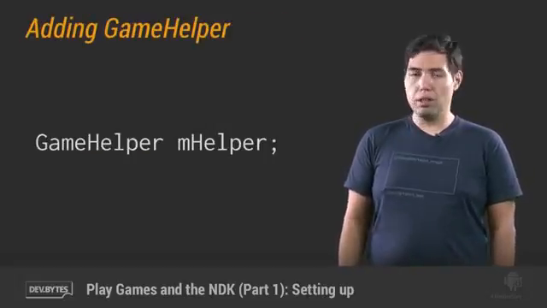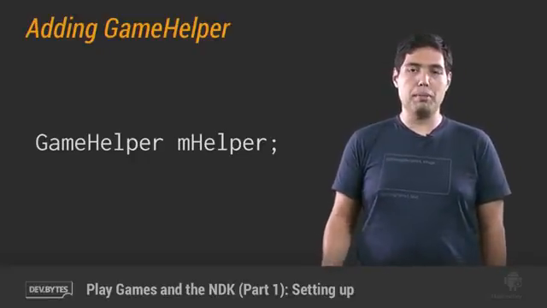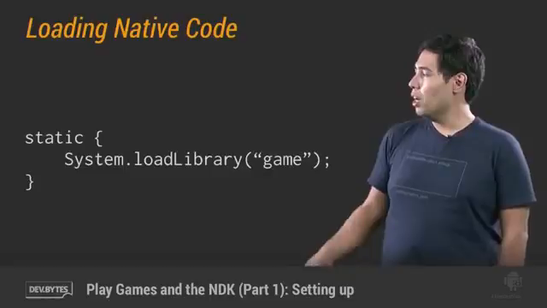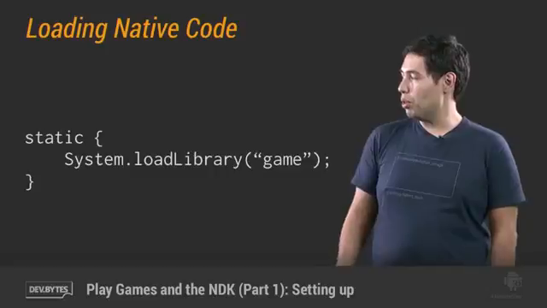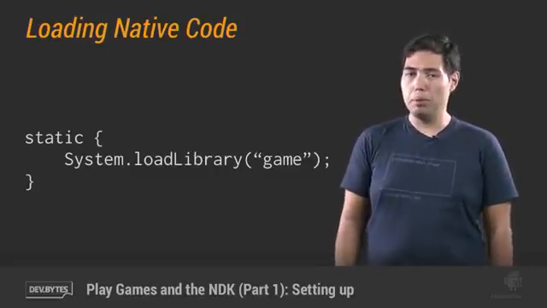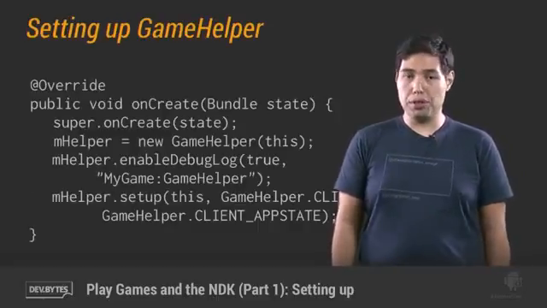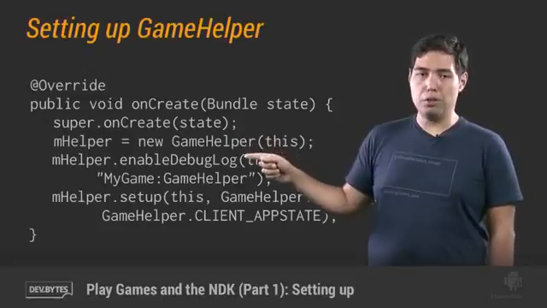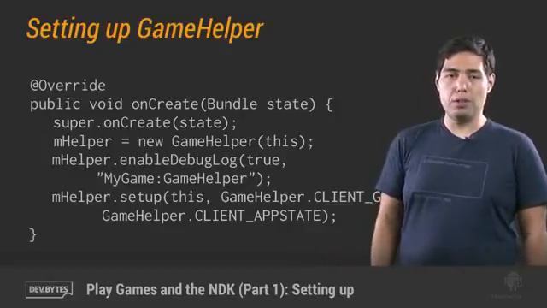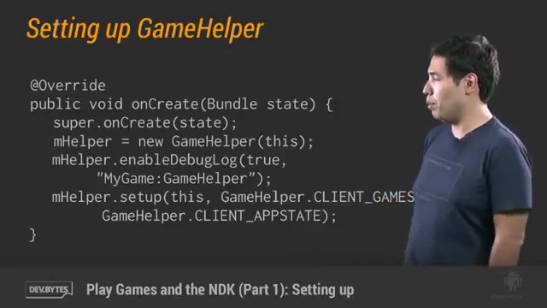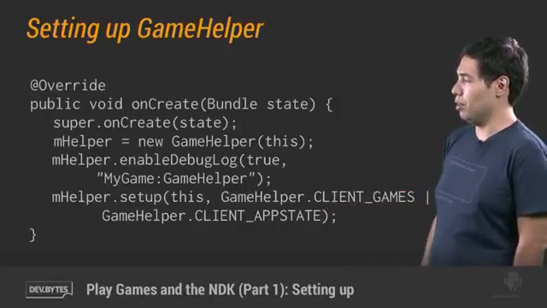Next we declare GameHelper inside of our activity, and we're going to have to manage its lifecycle. Remember, this is actually done by BaseGameActivity, but it's not very hard to do it yourself. First, you want to load your game library because it's an NDK game, so we're loading the game library using System.loadLibrary. Next, we want to hook up the GameHelper. In onCreate, you create your GameHelper and then call mHelper.setup, which is when you do the setup for the GameHelper. Here we're specifying that we want the games client and the app state client, and we're going to use those in our game.